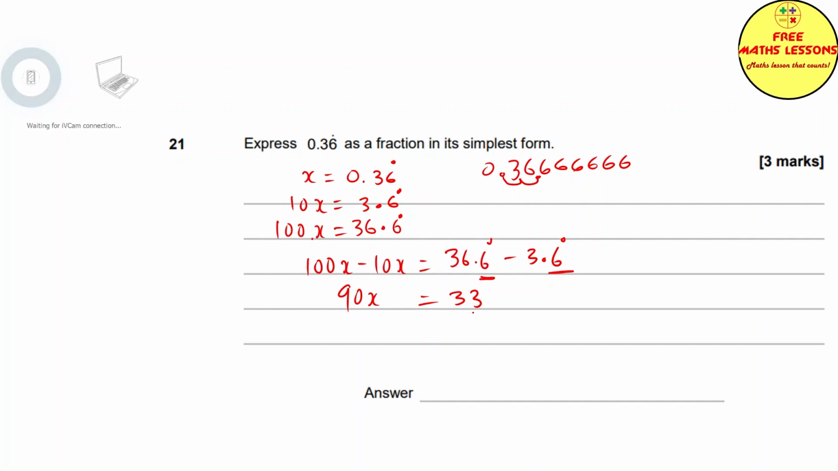So what's x going to be? Divide both sides by 90. So we get x is equal to 33 over 90. And that's our answer, 33 over 90. You can simplify it to its simplest form, so make sure you simplify it. Divide both sides by 3, you get 11 over 30. 11 is a prime number and it doesn't go into 30. So we know we got our answer as 11 over 30. Okay, it does say write it in its simplest form. So if I just left it at 33 over 90, I would have got only 2 marks. I would have lost 1 mark.